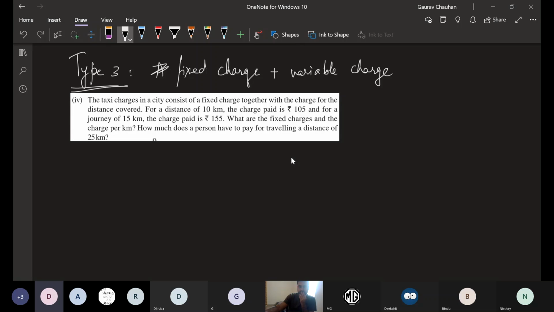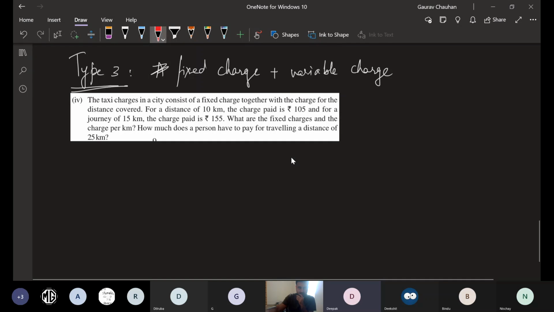Sir, the question is saying that the taxi charges some fixed charge together for a fixed distance. For example, for 10 kilometers they charge 105 rupees, and for 15 kilometers they charge 155, sir. So they are asking how much it will charge per kilometer, and how much a person will be charged if he travels 25 kilometers.